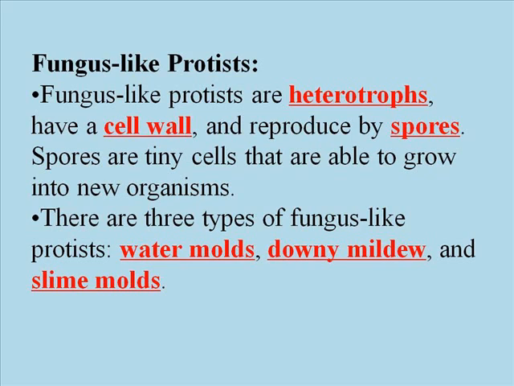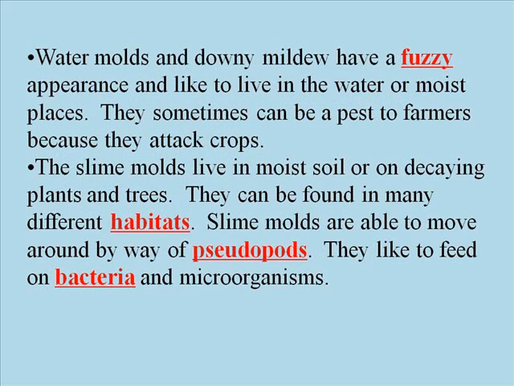Spores are going to be tiny cells that are going to be able to grow into the new organism. We're going to have three types of fungus-like protists that I'm going to show you in this note taker: water molds, downy mildews, and slime molds. Your water molds and your downy mildew are going to have a fuzzy appearance, and they're going to live in water or in moist environments.